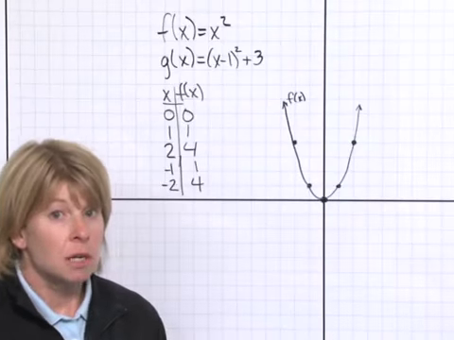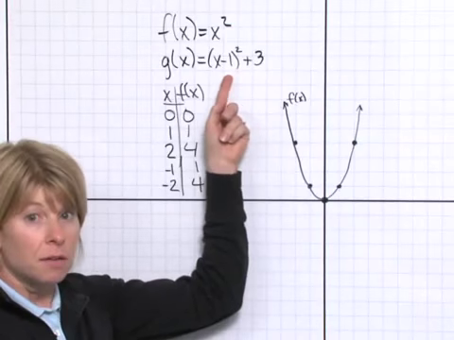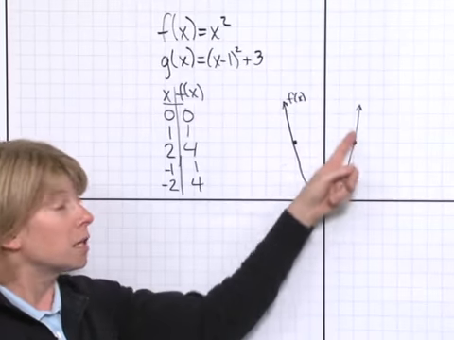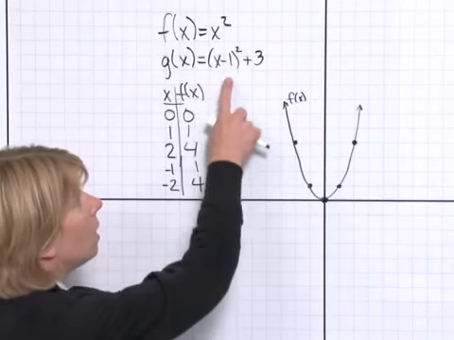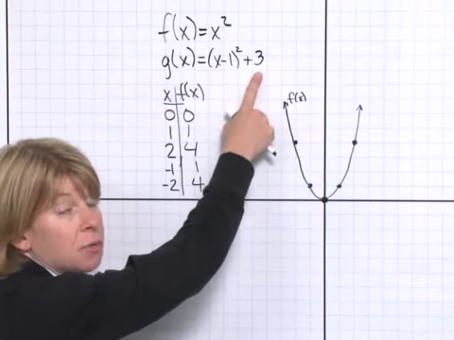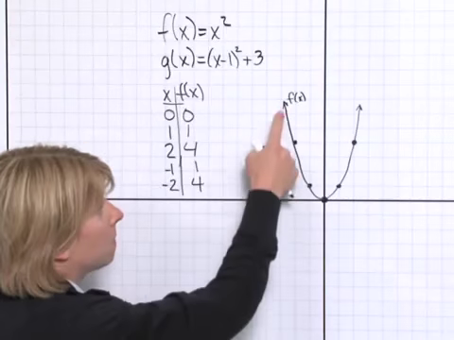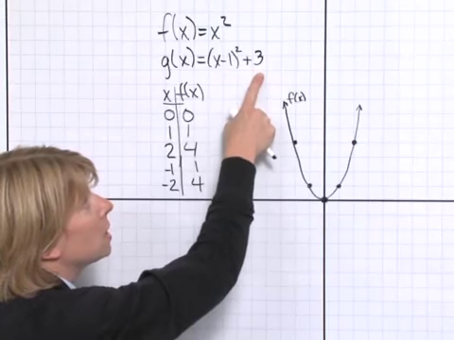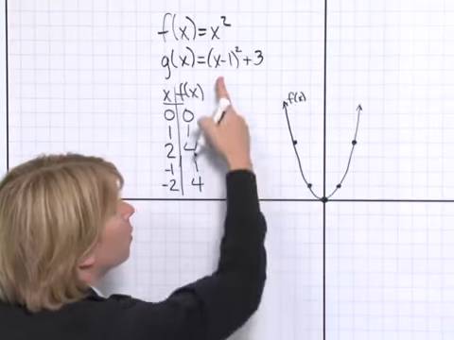Now, to get the graph of g, as our hint suggests, if we look at the number being subtracted from x, that tells us how many units to the right to shift each point on our graph of f to get our graph of g. The hint also suggests that k, which in this case is 3, tells us how many units to shift upward. So we're going to take each point on the graph of f, shift it 1 unit right and 3 units up. And then we'll have our graph of g.